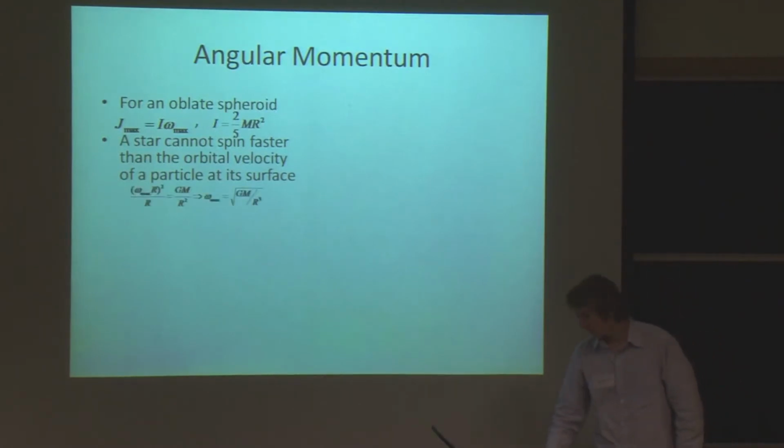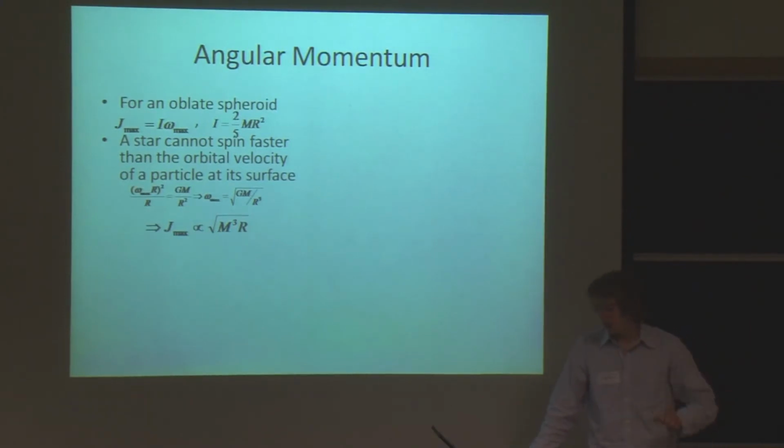For the angular velocity, if the star spins too fast, it'll start to tear apart because the particles will go into orbit. So we can set centripetal acceleration equal to gravity. We're using a classical approximation, as I said, and get an expression for the maximum angular velocity that the star can have. Combining those two, we get that the maximum angular momentum is proportional to radius times the square root of mass cubed.